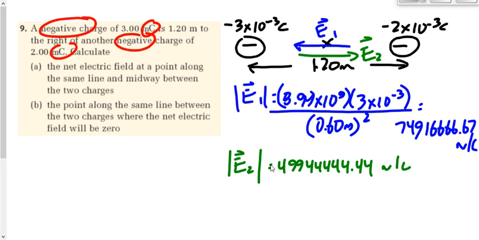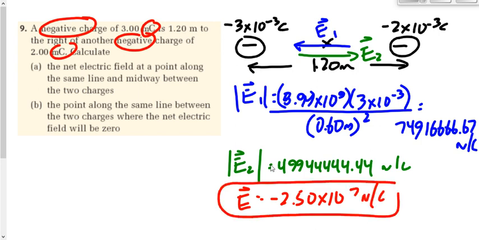And then, of course, we just add them up. But when we add them up, Brielle, what do we got to be careful of when we add them up? Yeah, so E1 will be negative, and E2 will be positive. When we combine them, we get negative 2.50 times 10 to the, what is that? 2.50 times 10 to the 1, 2, 3, 4, 5, 6, 7. So 2.50 to the left.